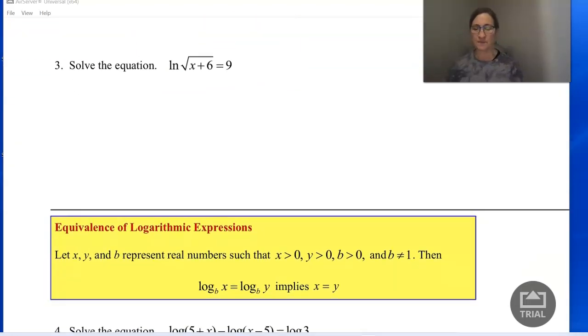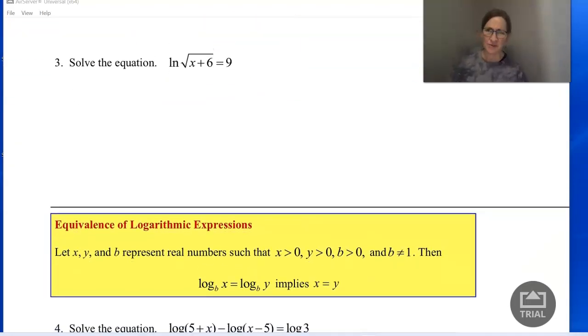All right. Let's solve this next one. It's a natural log, but it also has that square root, which makes it a little different than any of them that we've done so far, but not impossible. All right. So let's go ahead and do this one. First thing I'm going to do is convert that square root to a fractional exponent. So that'll be the natural log of x plus 6 raised to the 1/2 is equal to 9.